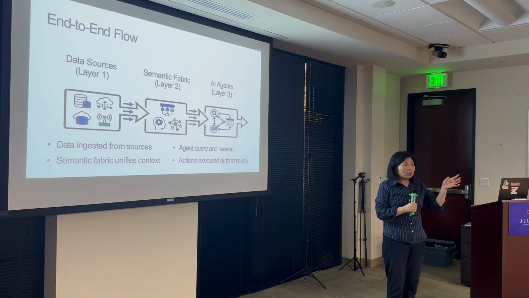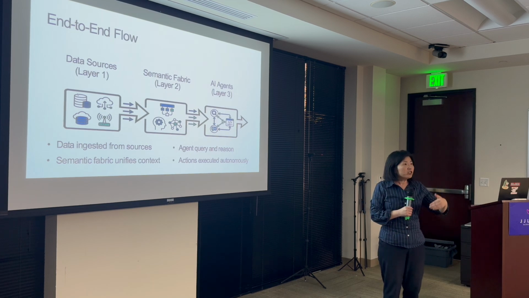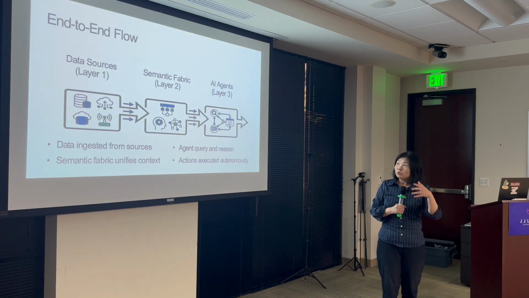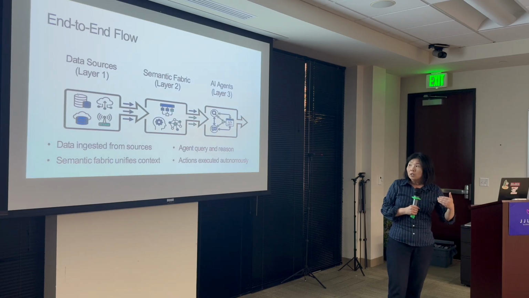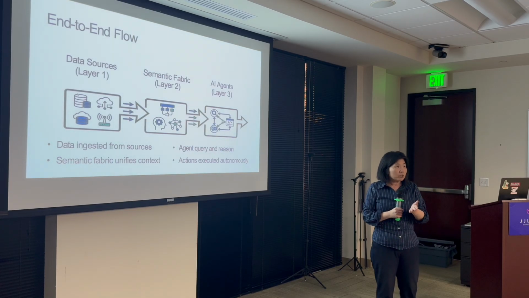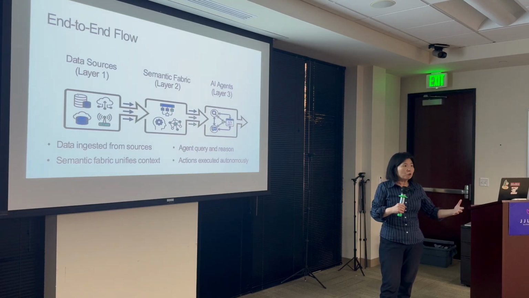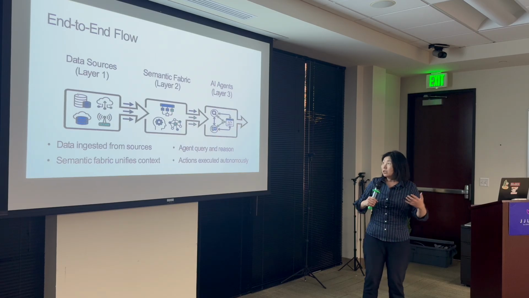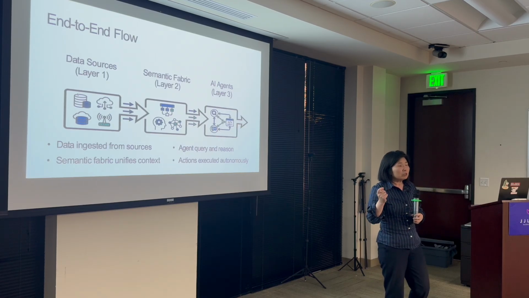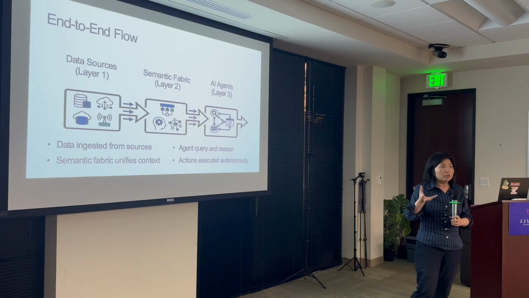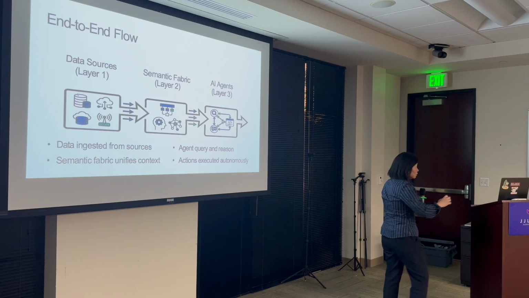You start with layer 1. You ingest the data. So when the agent starts, the agent needs to ingest certain data, and after that, it goes through the semantic fabric to unify all the context for the current agent. Then the agent itself does reasoning and queries based on the current context. Finally, the agent takes action.